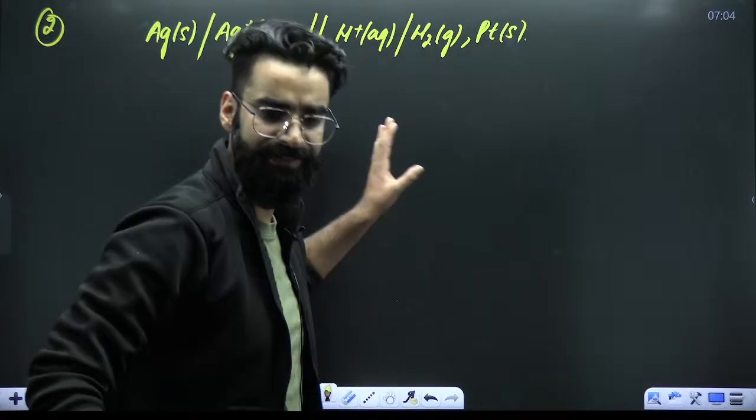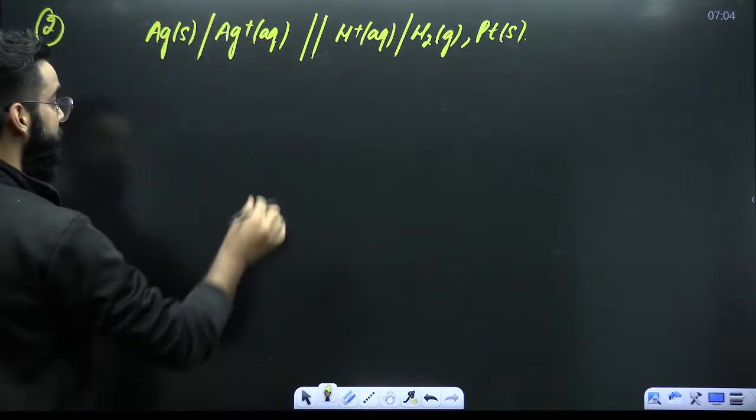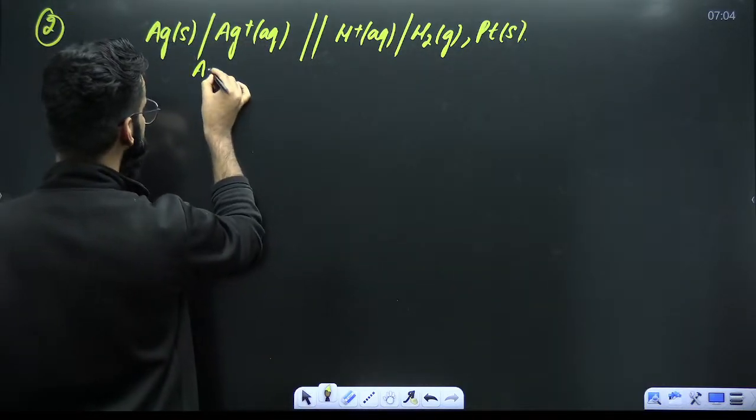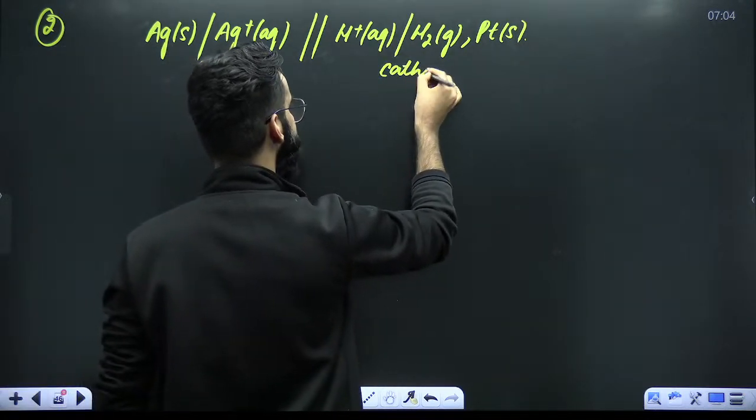So after looking at this cell, I should know all the parameters. First thing, what is the first thing? On the left side of the salt bridge, what do I write? I'll be writing the anode. On the right side, I'll be writing the cathode.